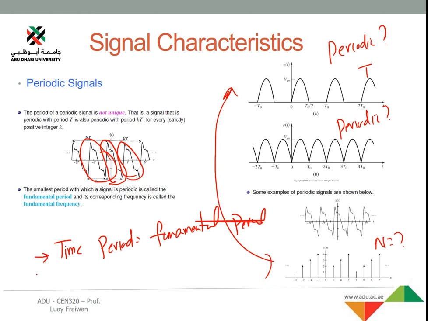From the time period we can calculate the frequency, and that frequency is called the fundamental frequency of that signal. So these are very important characteristics.